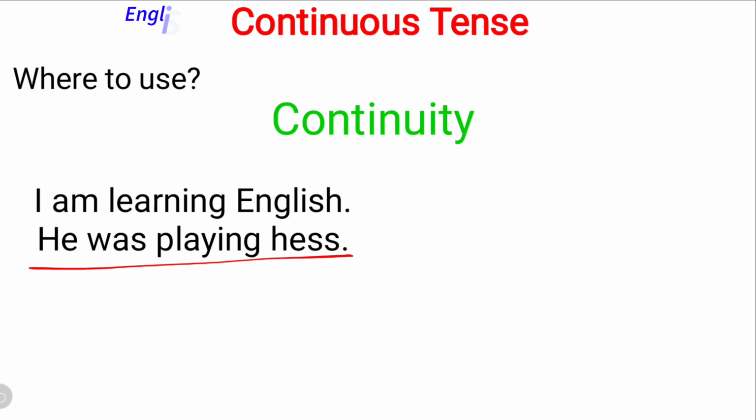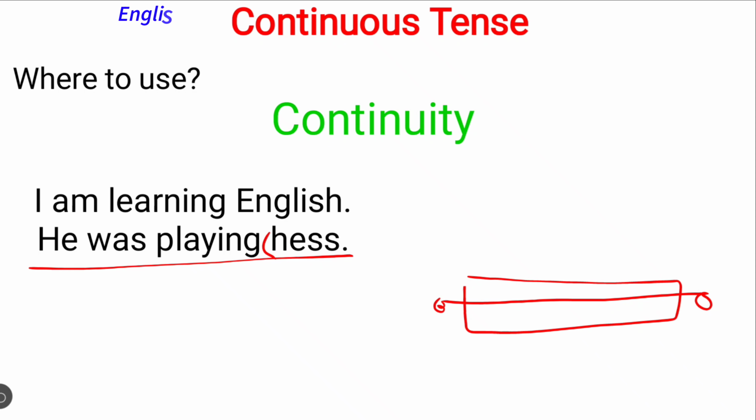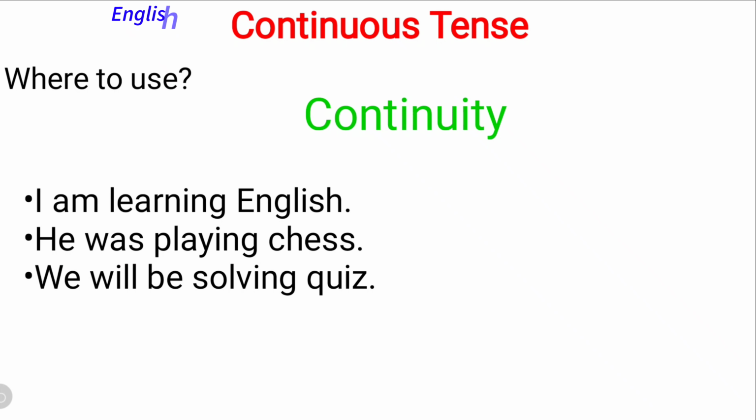Let's see one more example. He was playing chess. Sorry, C is missing here and I can't fix it because I'm using a mobile phone to record this video. Okay. So he was playing chess. He started playing from here and ended here because it has been talked about in the past. So in this period, he was continuing. His progress was in continuous form. So we can use "he was playing chess." That defines continuity and that is actually past continuous tense. Okay. And let's see one more example of future continuous tense.